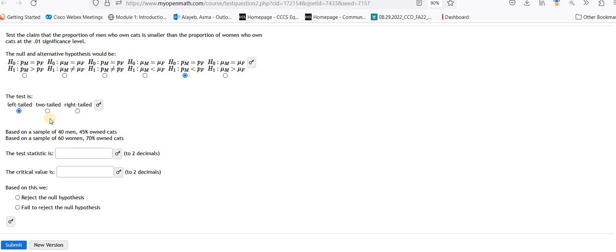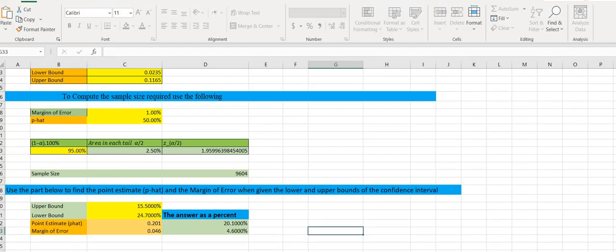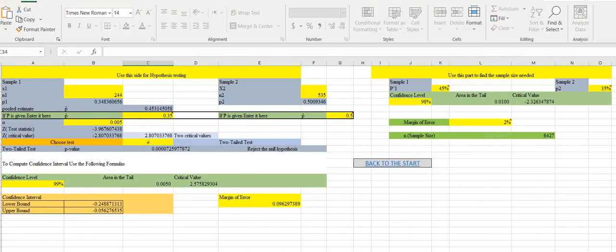Now, what do we have? Based on a sample of 40 men, 45% own cats. The sample size for the population of men is 40, and p hat for the first sample is 45%. So I'm going to pull the Master Excel workbook, and I'm going to go to two population proportions, hypothesis testing for two population proportions. I don't have X.